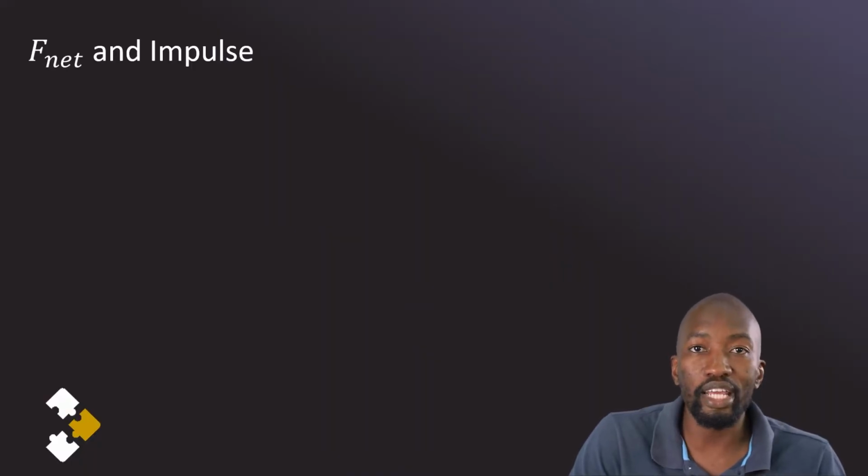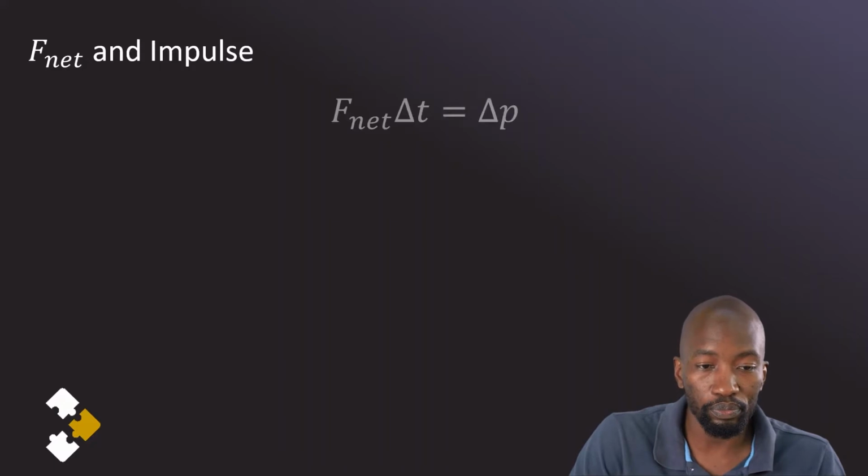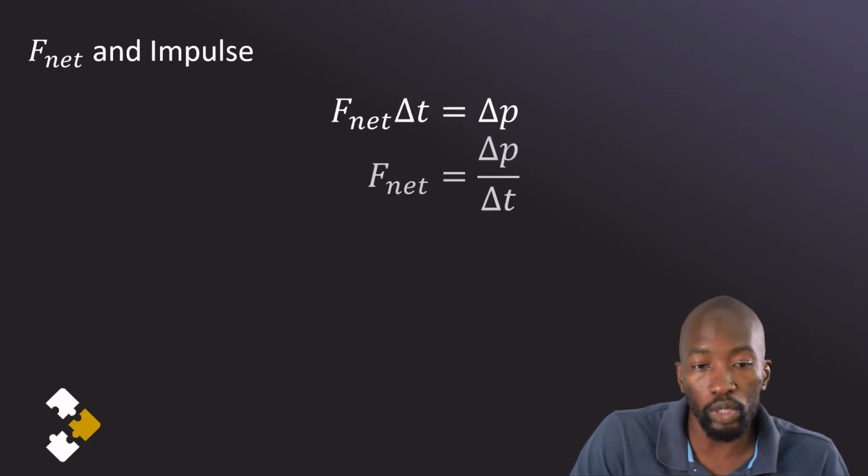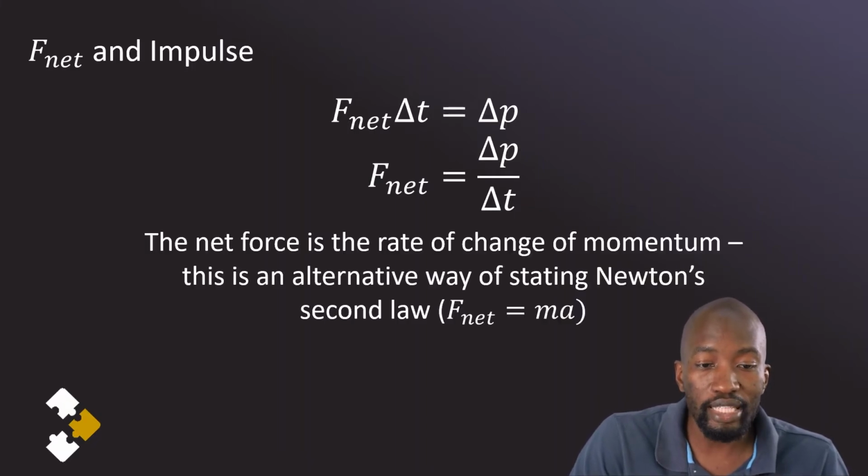Let's look at F net and impulse. So the formula is just F net multiplied by time is equal to the change in momentum, or the impulse, right? So if we try to solve for F net, we will have the change in momentum over the change in time. So F net is the rate of change of momentum. This is an alternative way of stating Newton's second law, F net is equal to ma.